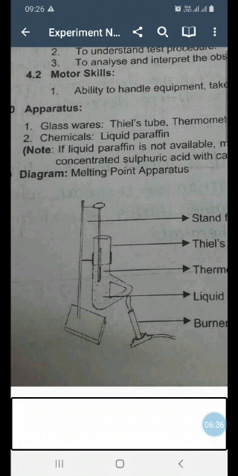So these are some of the advantageous points of liquid paraffin. That's why it is filled in the Thiele's tube. Now, the procedure, how exactly it is done.